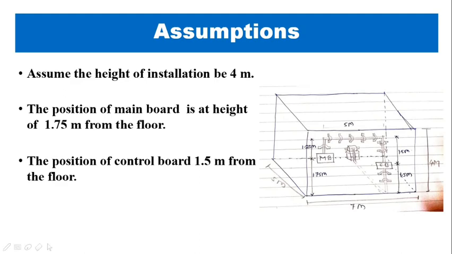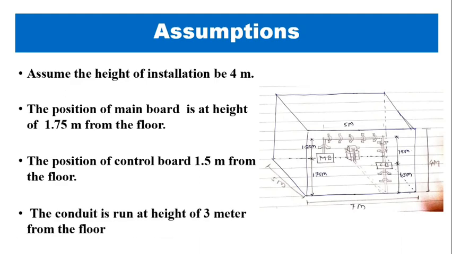You can see in this isometric drawing we have assumed the height of control board is 1.5 meter above the floor. The next one is the position of conduit, which runs at a height of 3 meter from the floor. 3 meter from the floor means 1 meter below the ceiling. So this is the height of wiring which we have considered here, 3 meter above the floor.